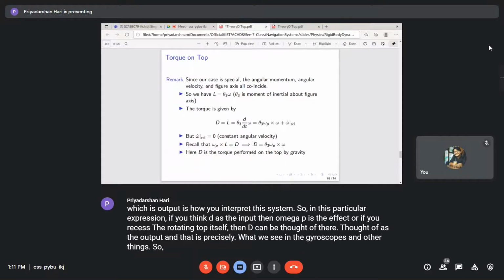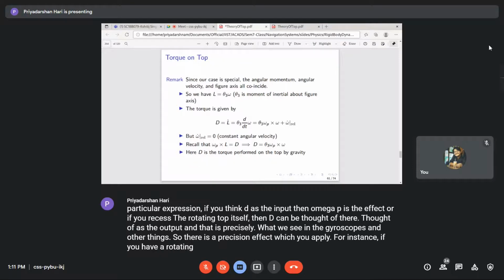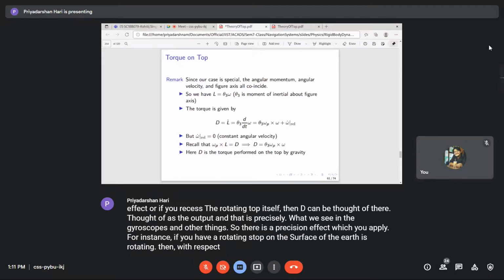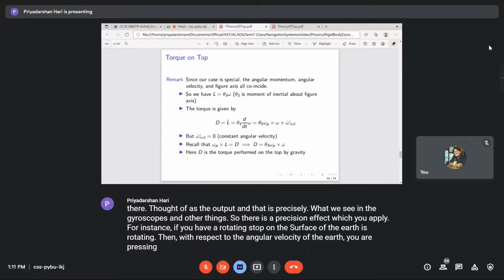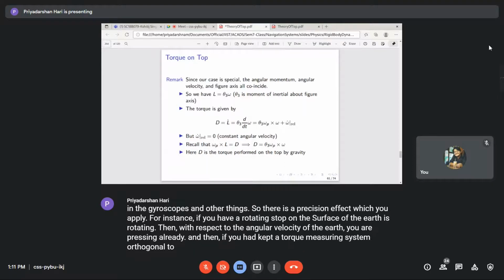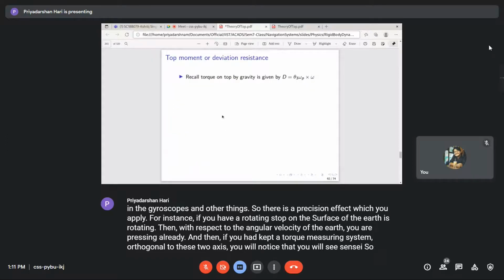So there is a precession effect which you apply. For instance, if you have a rotating top on the surface of the earth, since the earth is rotating, with respect to the angular velocity of the earth you are precessing already. And if you had kept a torque measuring system orthogonal to these two axes, you will sense a torque there. That is the part we are discussing here.